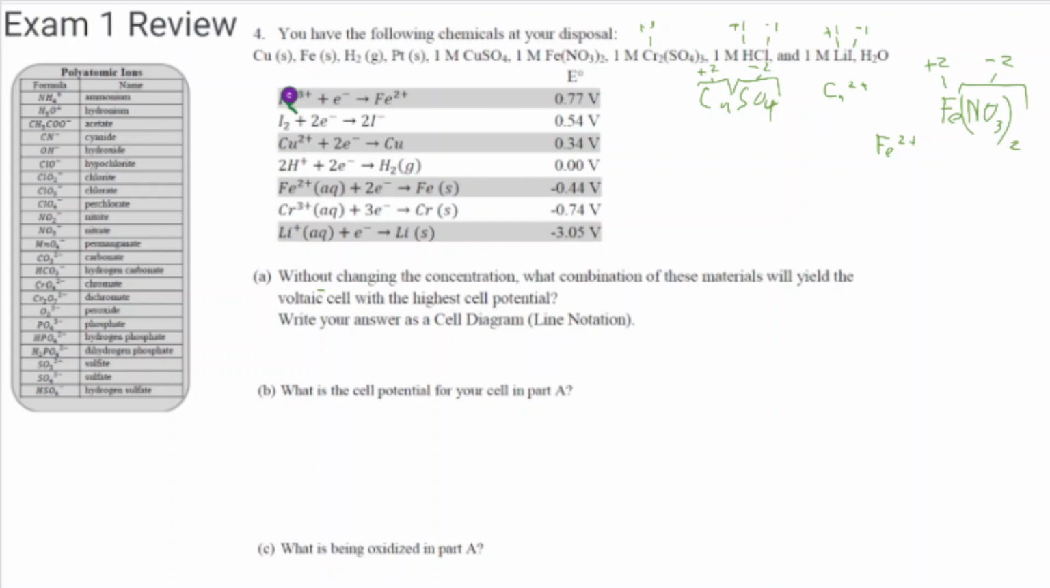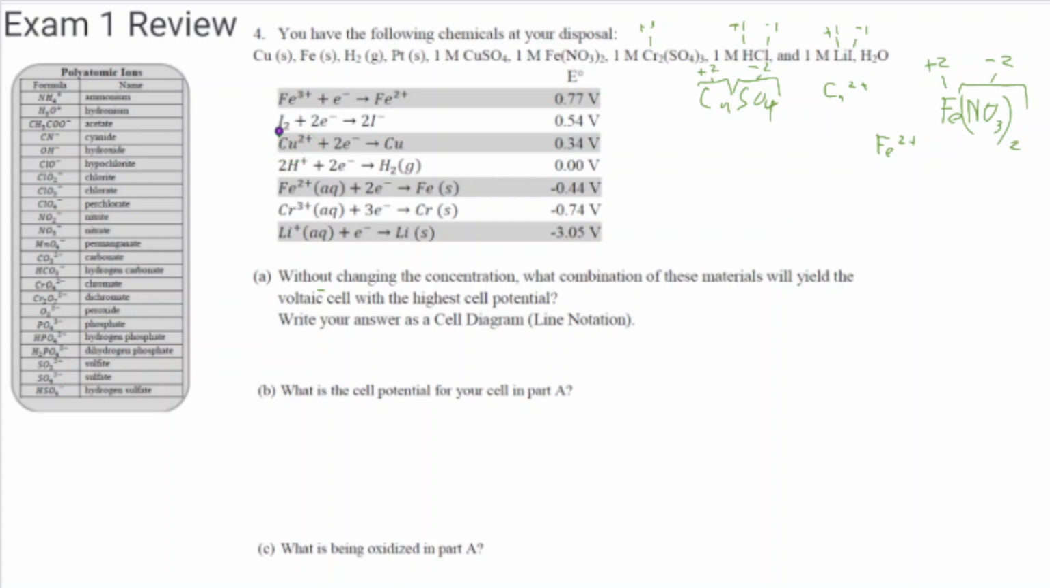Now we can move on to I2. Now, while we do have some lithium iodide, we do not have any iodine on its own. So we can't use that. So we have to move on to the next one. The next highest one is copper 2+.